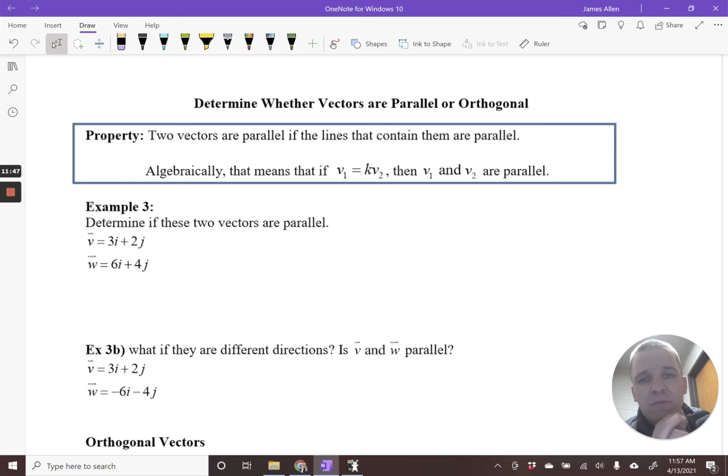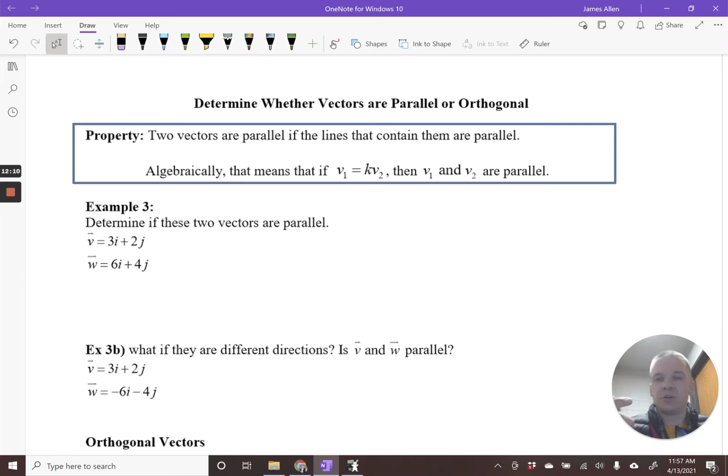So determine whether vectors are parallel or orthogonal. What is orthogonal? Is that something like going to the orthodontist? I don't know, man. Actually, I do know. Let's get into it. Okay. So orthogonal, you're going to relate to perpendicularity. But if it's orthogonal, it doesn't necessarily mean that it's perpendicular. If it's perpendicular, it does mean that it's orthogonal. We're going to get into that a little bit more.